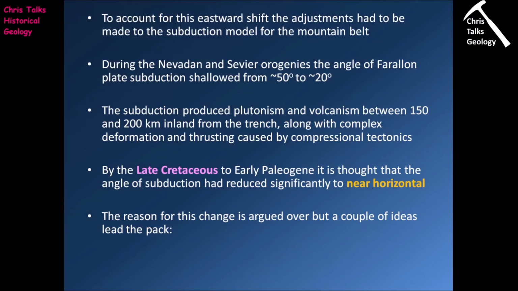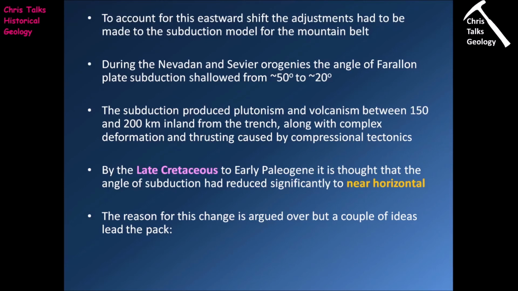Now, by the late Cretaceous to early Paleogene, it's thought that the angle of subduction had shallowed to nearly horizontal. And so this means that instead of diving down into the mantle, the subducting piece of Farallon plate is actually just grinding along the bottom of the North American plate. So of course, number one, this means the subducting Farallon plate is never going to make it down to that magic 150 kilometer depth, and so you don't get any melting, so obviously you're not producing magma, so that means no volcanoes.